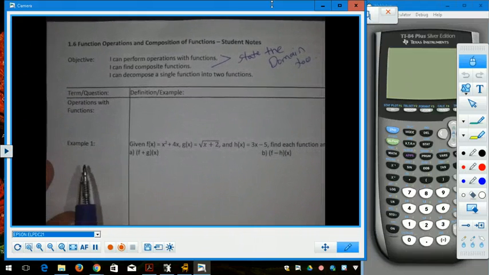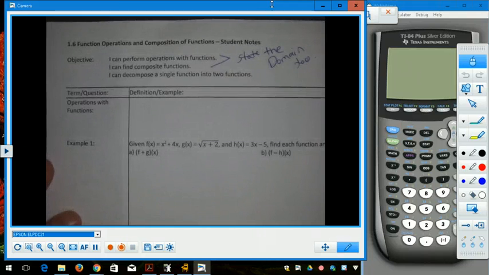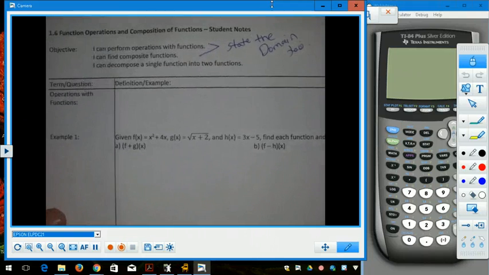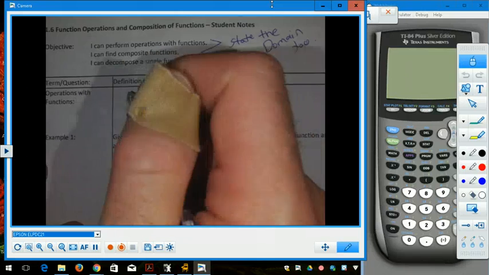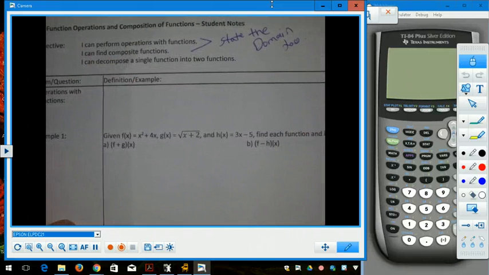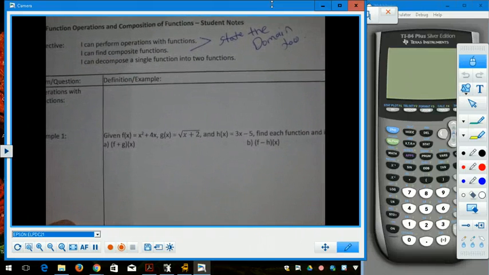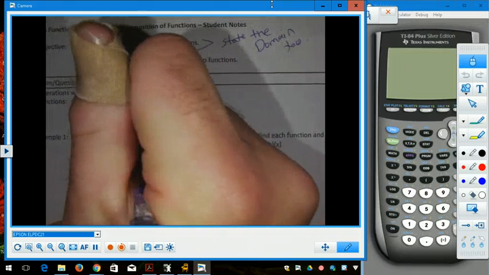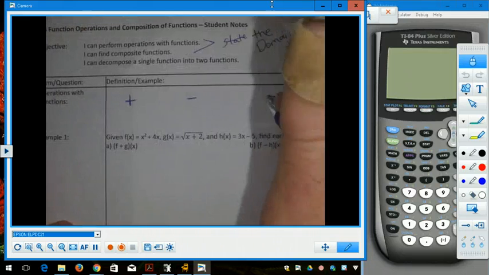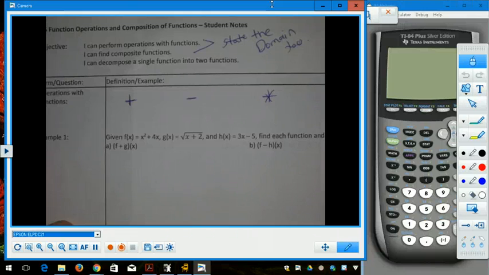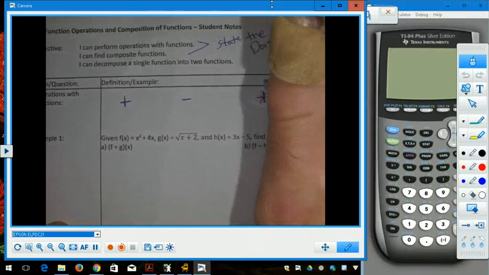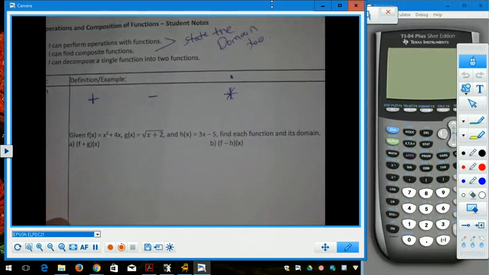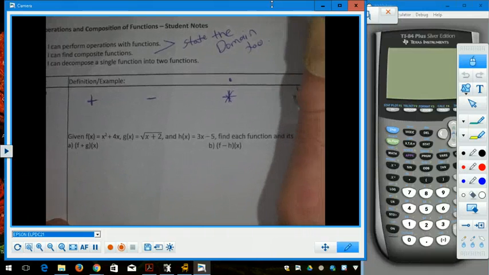So for operations with functions, we have the following function. What operations do we have with numbers? There's four primary operators. What are they? Yep, addition, subtraction, multiplication, which we normally just put a dot. I'm going to put an asterisk, but normally it's a dot, not an x, because that's a variable, and division.